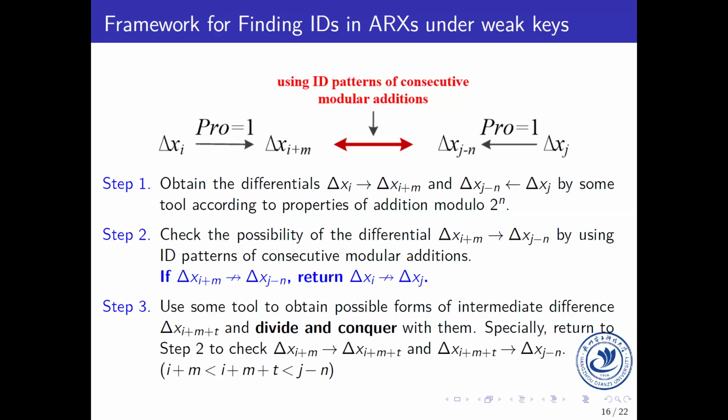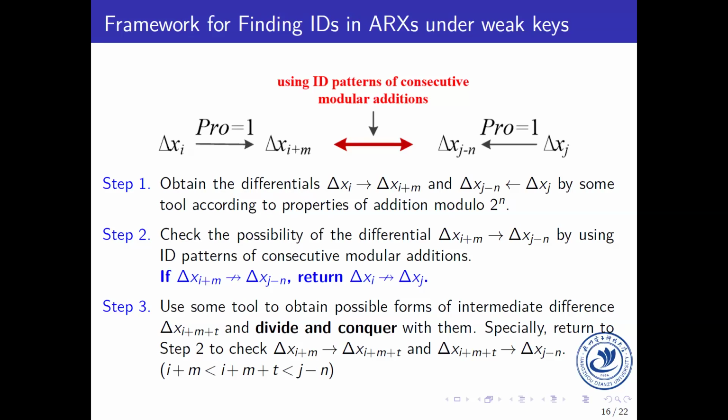So with these properties, we found a framework to find IDs in ARX ciphers and weak keys. In the first step, like the traditional impossible differential methods, we obtain truncated differentials from delta x_i to delta x_(i+m), and delta x_j to delta x_(j-n), by some tools. In the second step, we check if there is a contradiction between delta x_(i+m) and delta x_(j-n). If so, we found an impossible differential like the traditional method.